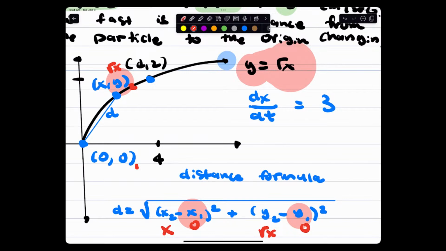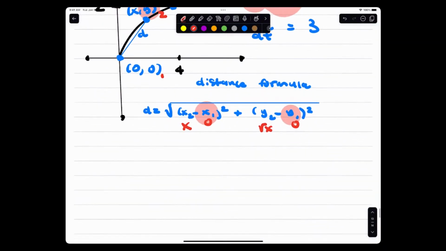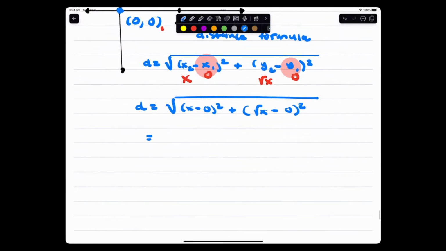That's probably something you guys didn't know or notice here. So remember, this is the second point. And now we get a nice function here. We say, what do you mean? D is the square root of x minus 0 squared plus the square root of x minus 0 squared. And ladies and gentlemen, this is the square root of x squared plus x.